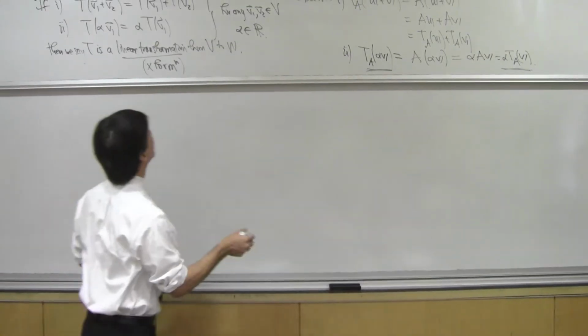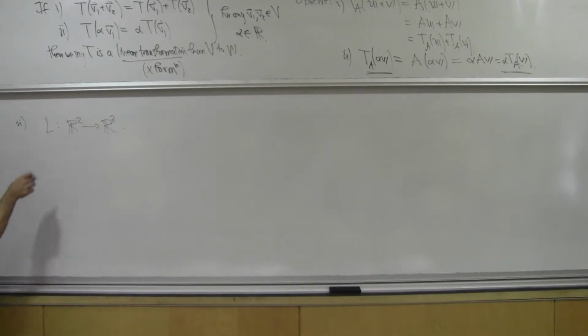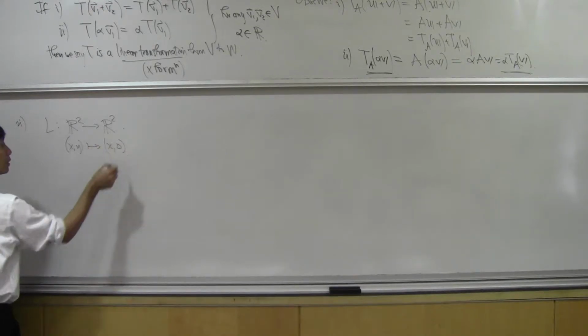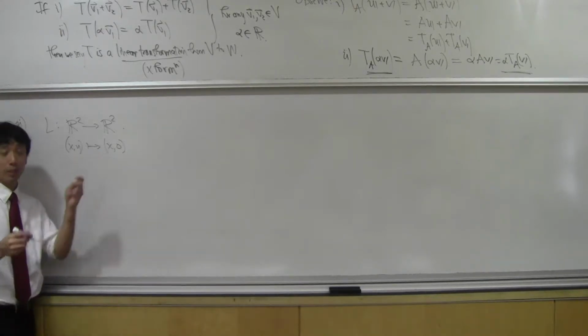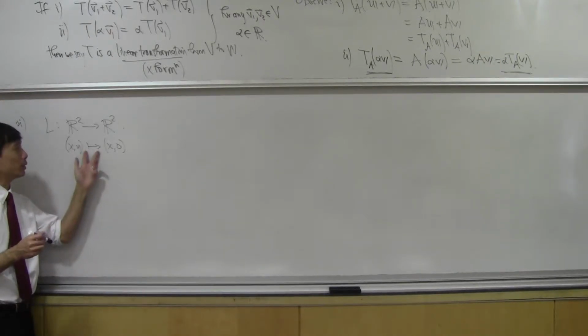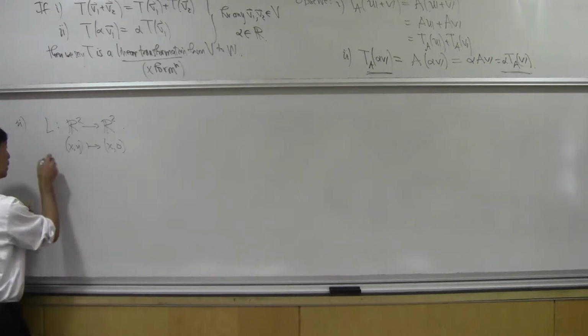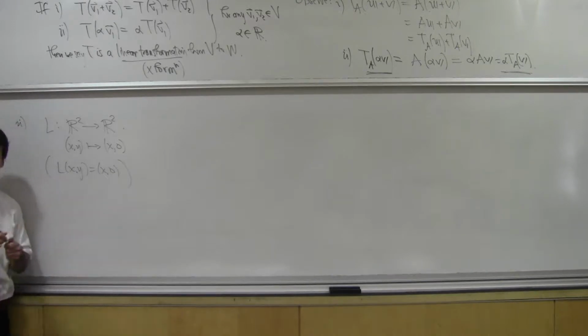Let's do another example. Let's define a map from R2 to R2. What this map is going to do is take some (x, y) and give you back (x, 0). Okay, I think I haven't introduced this notation before: this is mapped to this. So in other words, L of (x, y) equals (x, 0). That's a more familiar notation.